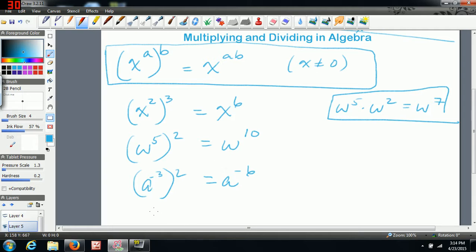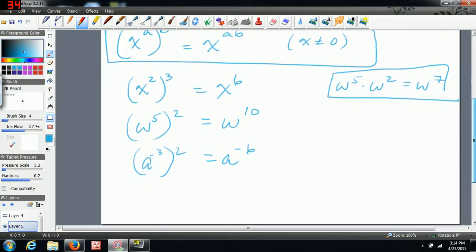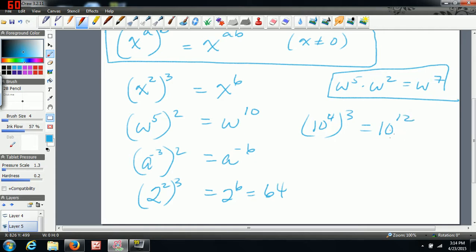Okay? And even if you had a number, like the number 2 here, and you had 2 to the 2 to the power of 3, same rule holds for numbers. So that would actually be 2 to the 6, which would be 64. Okay? So it even holds for numbers, and we see it in, say, scientific notation. If we had 10 to the 4 to the power of 3, that would just be 10 to the 4 times 3, so it would be 10 to the 12. Okay? So that's how that would work.